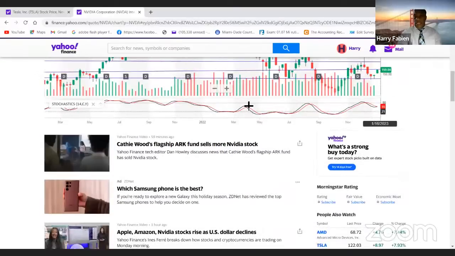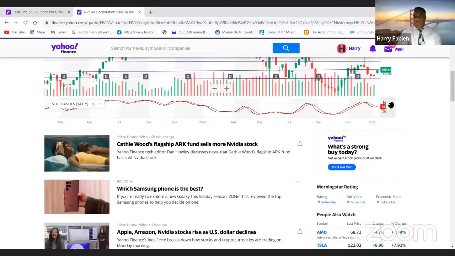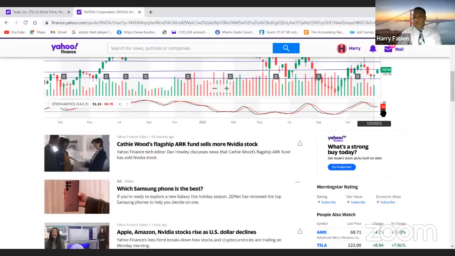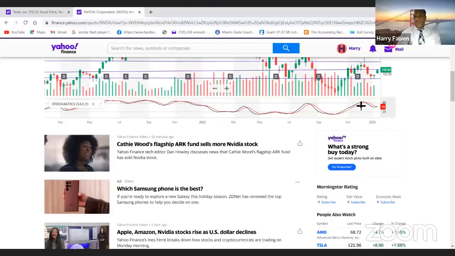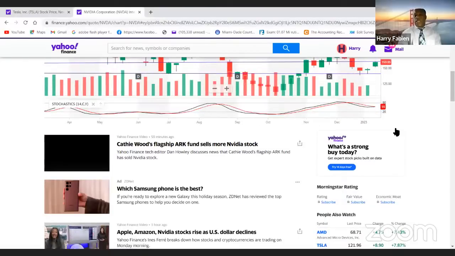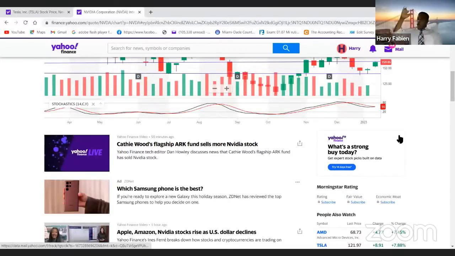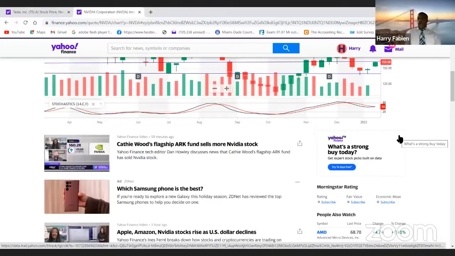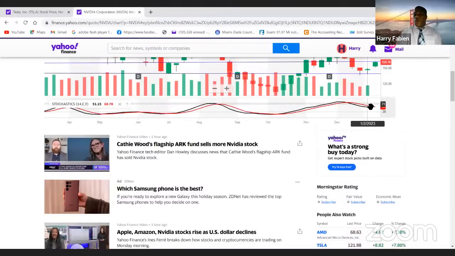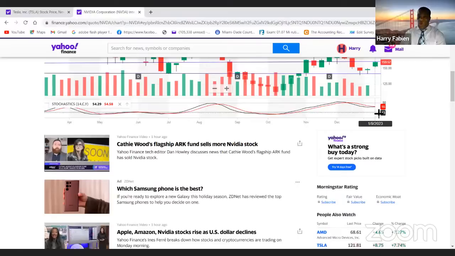The line, see this line here? It's 80. Remember I told you 80? The line down there is 20. See? 80 here and 20. So the stochastic shows you the overbought and also oversold. So whenever the stock is going up and crosses over 80, it is overbought. And crossing below 20 is oversold. See, these are the 80s.